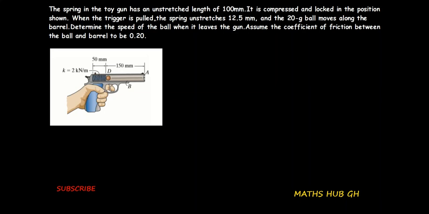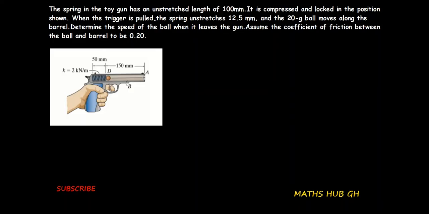In this video, you are going to solve this question I have on the screen. The question says the spring in the toy gun has an unstretched length of 100 millimeters. It is compressed and locked in the position shown.